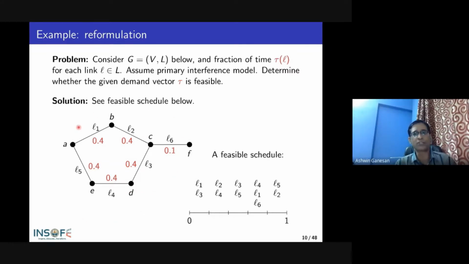And you're also assuming that it's a primary interference model, which means that you want to know whether these demands can be satisfied. Is it possible that L1 can be active for 40% of the time, L2 for 40% of the time, L6 for 10% of the time, and so on? And at the same time, L1 and L2 cannot be active at the same time. L2, L3, and L6, no two of those three links can be active at the same time, and so on. And the answer is yes, you can satisfy those demands. Here is a feasible schedule.